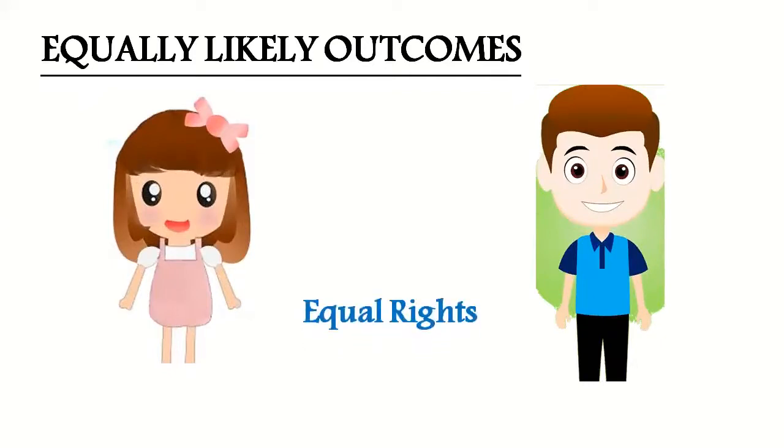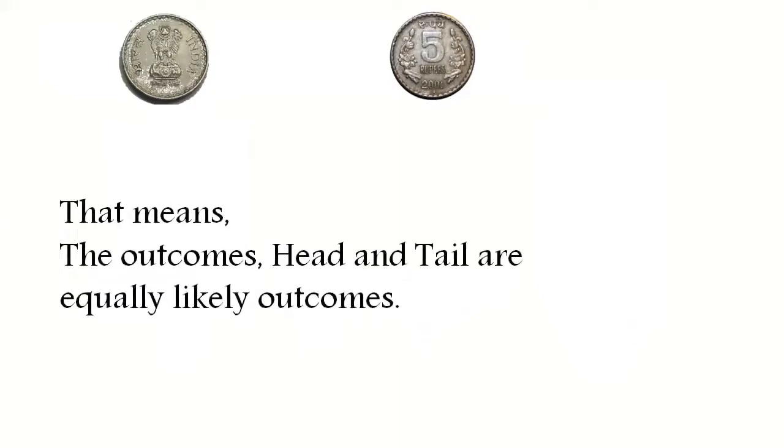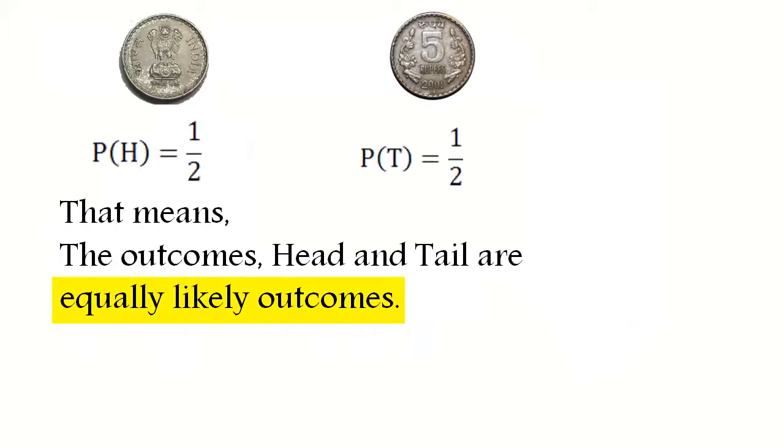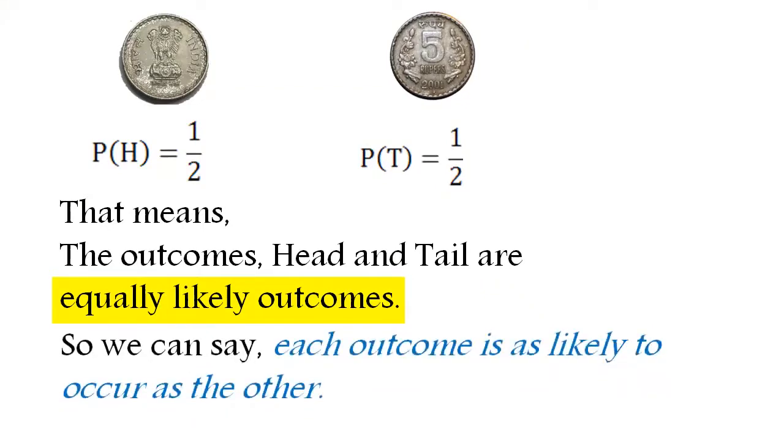See the other example. If we toss a coin, we get head or tail. Both have equal chances of coming up. That means the outcomes head and tail are equally likely outcomes. Therefore, probability of getting head is 1 by 2 and probability of getting tail is also 1 by 2. So, we can say each outcome is as likely to occur as the other.